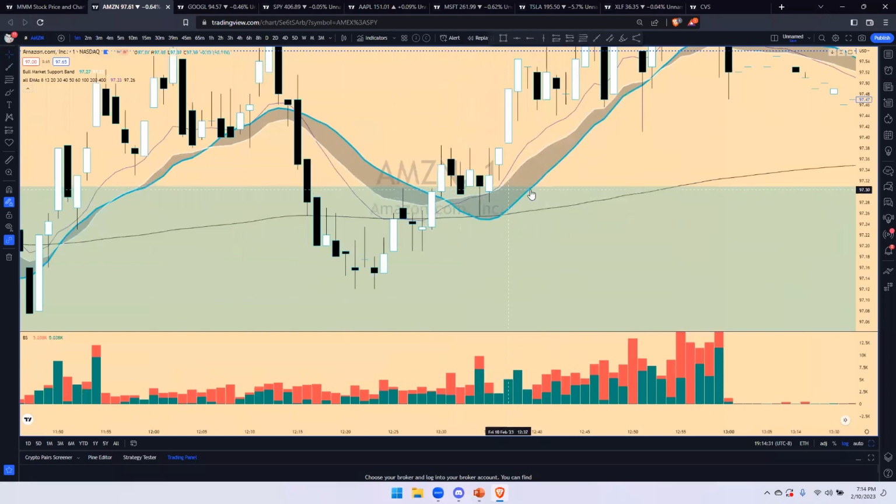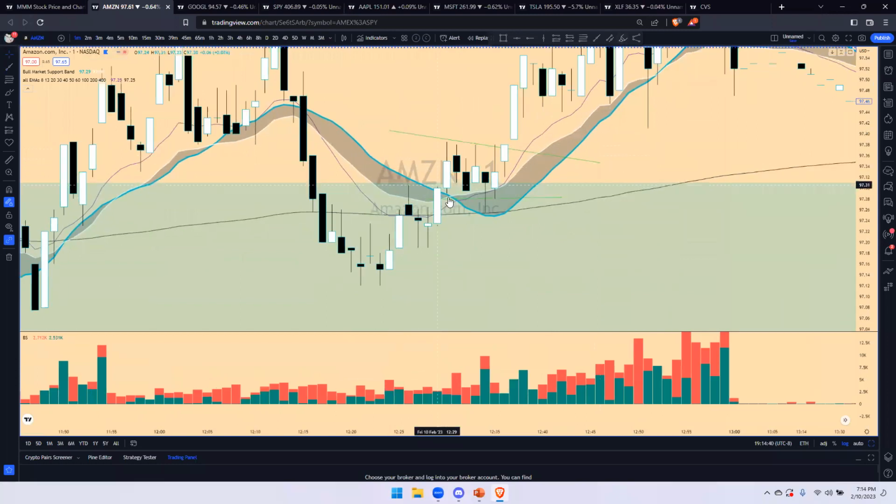So see, we have like this little bull flag action. We got wicks. Something like that. And here's the cross. Here's the cross right here. Remember, this is the 1 minute. So you would get in right here.